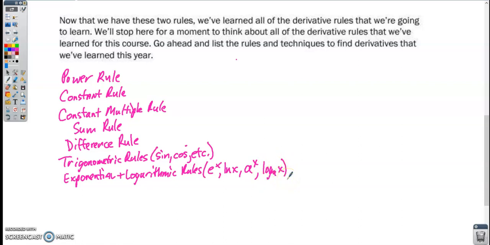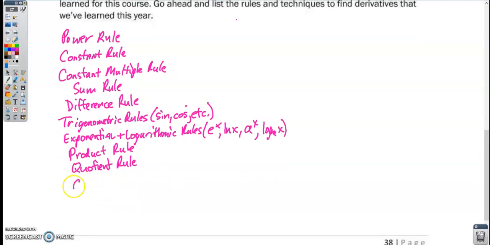And then we learned our more advanced algebraic rules. We learned the product rule and the quotient rule. And that's where we came back and learned the rest of the trig rules. That was all in our last unit, Unit 2. And now in Unit 3, let's see, we learned the chain rule. And we learned how to do implicit differentiation.